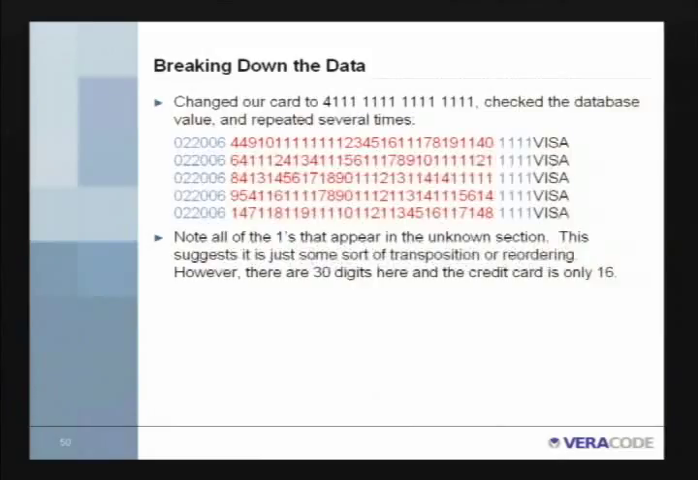So, this suggests that what we're looking at is some sort of transposition, a reordering of the original digits. So in the middle section there, we've got 30 digits, and the credit card is only 16 digits. So we have to figure out what's real and what's noise.